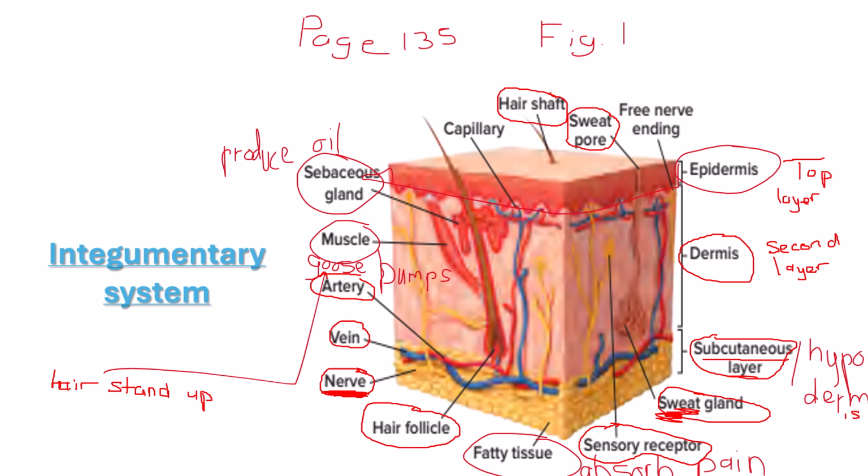Good morning. Welcome to 10 General Biology EOT review. We'll be covering the topics the integumentary system, skeletal system, muscular system, and the nervous system.